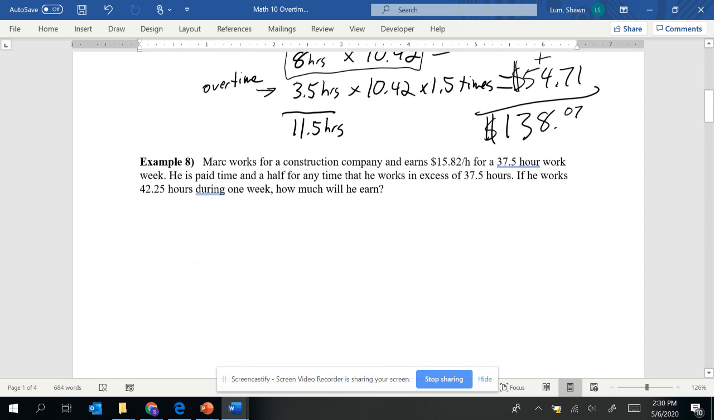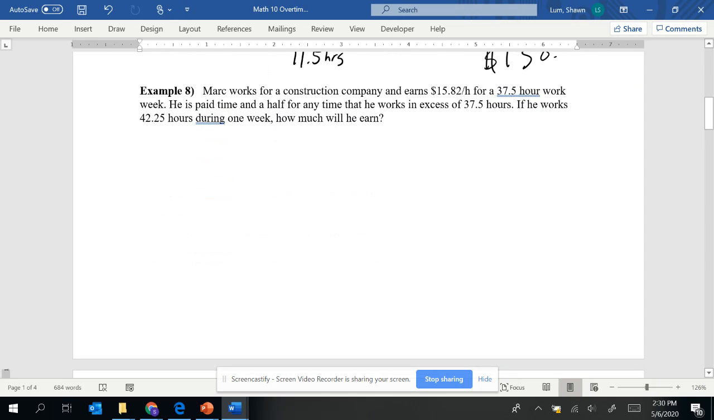So let's take a look at the next one right here. It says Mark works for a construction company and earns $15.82 an hour for a 37.5 hour work week. He is paid time and a half, so that means 1.5 times if he works in excess of 37.5 hours. And he happened to work 42.25.